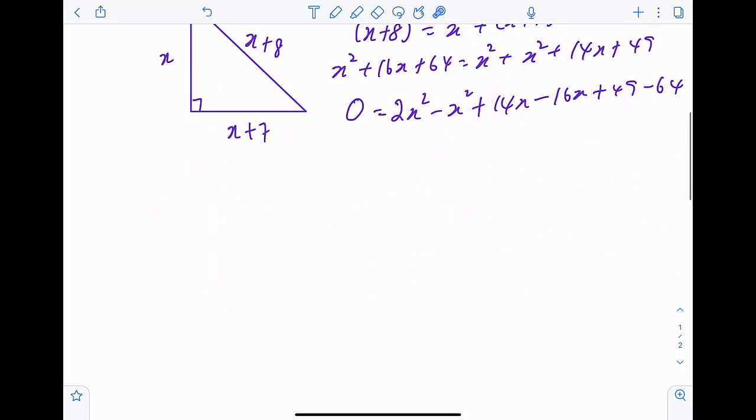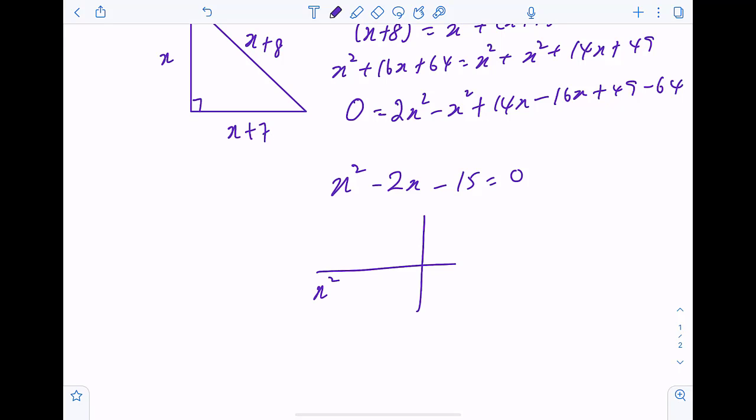Okay, so we rewrite this whole thing. x squared minus 2x minus 49 minus 64, what is that? Let's see. Minus 15 is equal to 0, and then we can use our quadratic factorization. x, how to get negative 15? Negative 5 plus 3, negative 5x plus 3x.